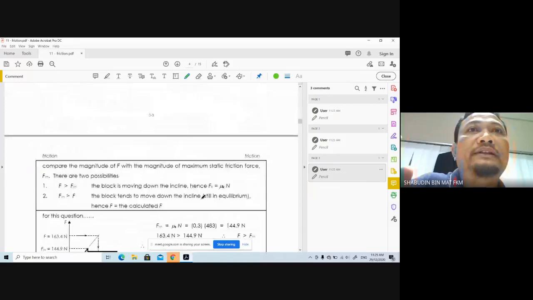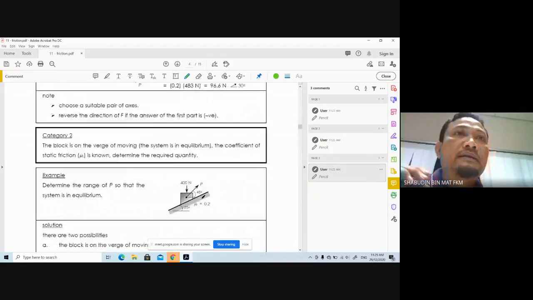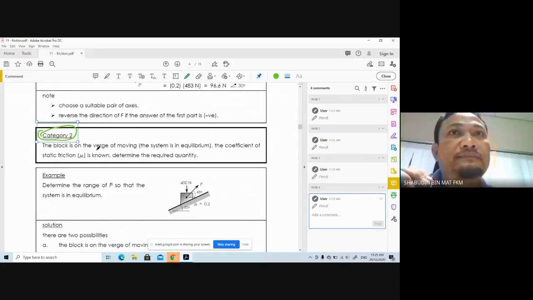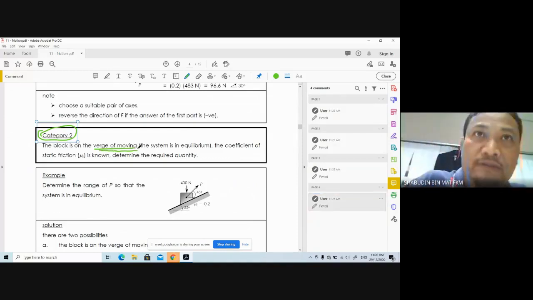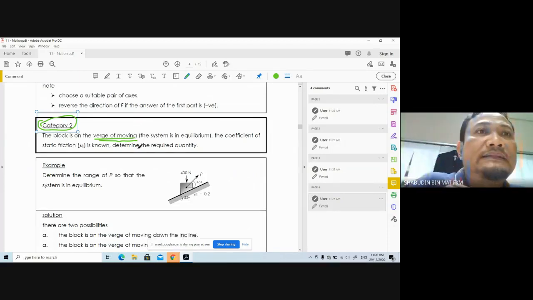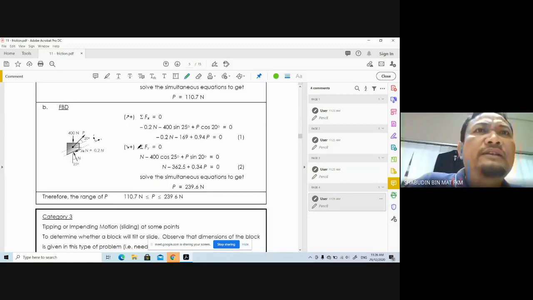And then we have category 2. Category 2 is a famous one. The block is on verge of motion. What does it mean by verge? It is almost to move, but it's still in equilibrium. It is about to move. So it doesn't involve mu k, because the object is still in equilibrium.